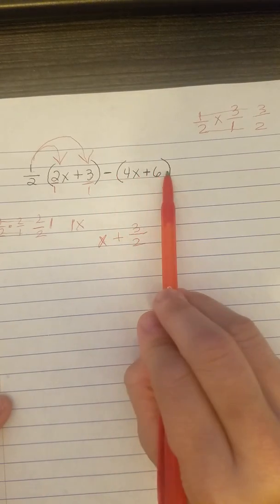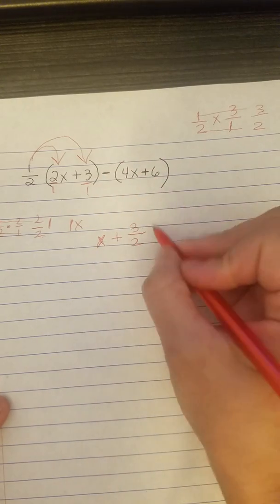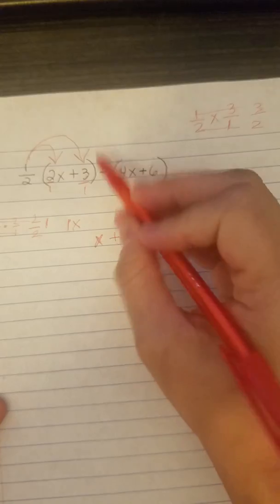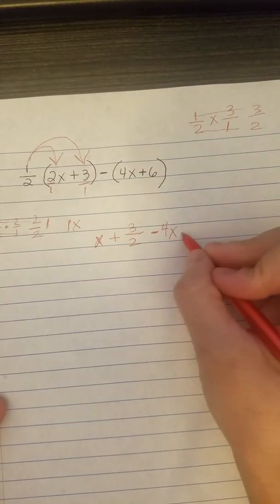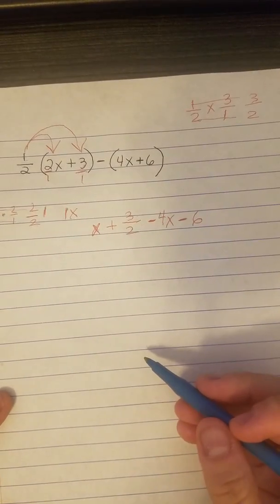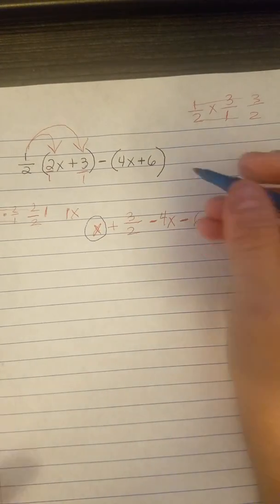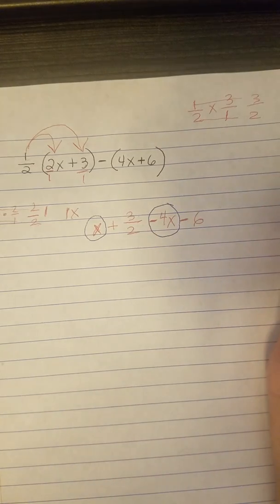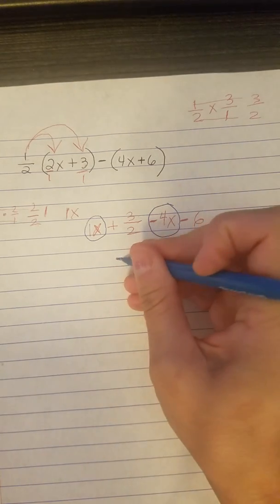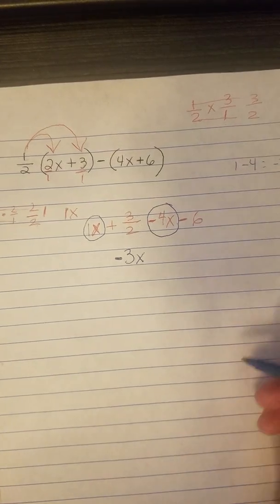Now I'm going to go to this area. I've got to distribute. That negative is going to change everybody in here. So now I'm going to put minus 4x, and this minus is going to make this guy change to a -6. Now that I've gotten there, I'm going to go ahead and combine like terms. So I have a positive x, which is like a positive 1x, minus 4x. So if I have 1x minus 4x, that gives me a negative 3x, right? Because 1 minus 4 equals -3.